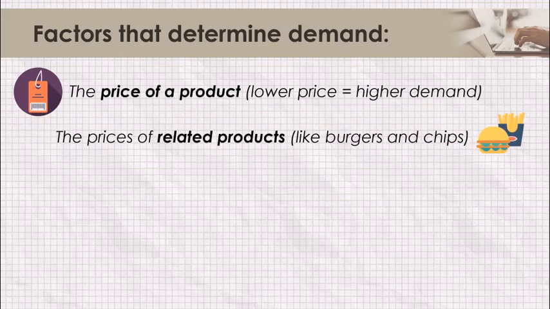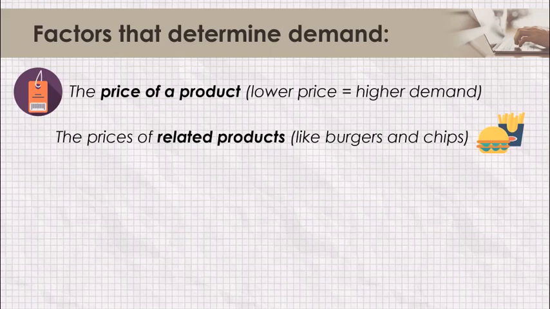The next one is quite interesting. It speaks about the prices of related products. Now, products always go hand in hand with other products. For example, if you want to buy a burger, you usually always buy fries with your burger and maybe a Coke. So if the burger is fairly cheap, you might think, okay, I want to buy this burger.